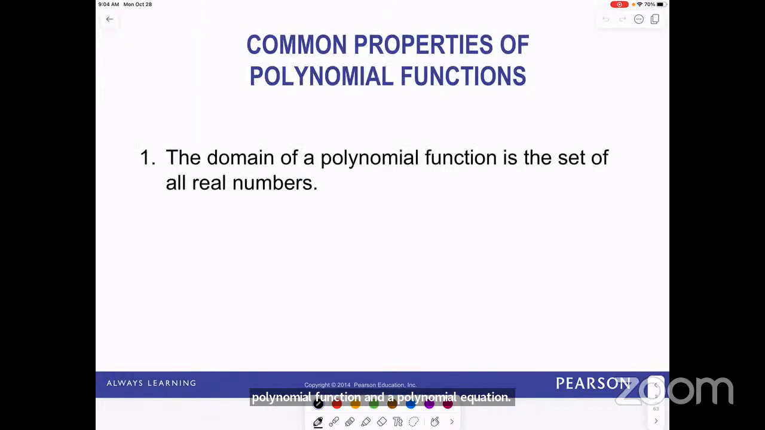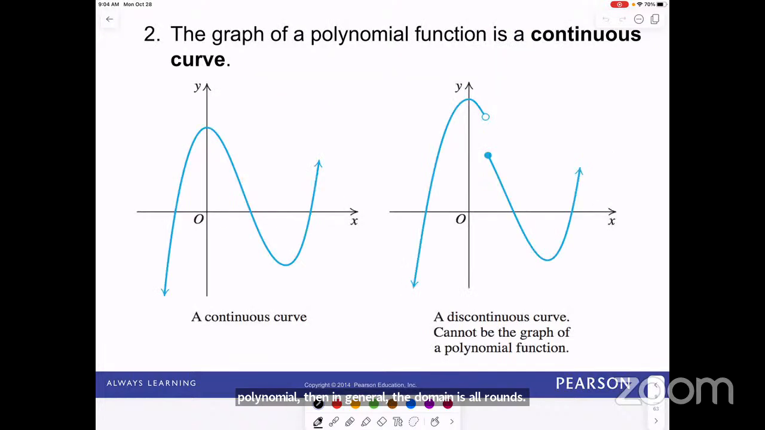So common properties of polynomial functions. The domain of a polynomial function is the set of all real numbers. So in general, once we identify a function as being polynomial, the domain is all reals. The graph of a polynomial function is a continuous curve, right? So if we're viewing the image on the left, there are no breaks or holes or gaps. So that's indicative that we're working with a polynomial function.